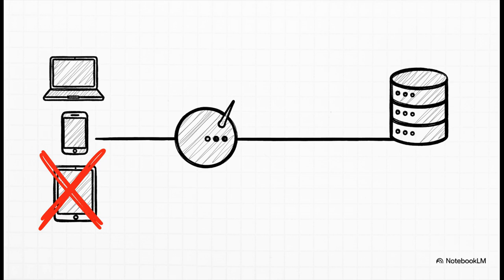First up, we have Static NAT. This is the most basic version. It's a simple one-to-one mapping. One private address is permanently paired with one public address. The big problem here? Only one device can use that connection at a time. Not very helpful for a modern home with tons of gadgets.